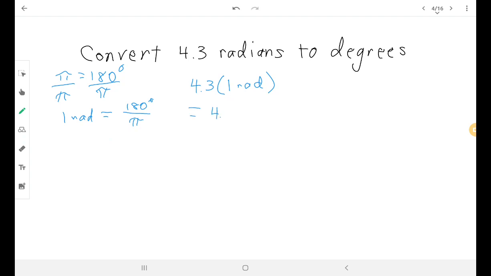So this is 4.3 times, instead of 1 radian, 180 degrees over pi. So that's 4.3 times 180 degrees all over pi, and at that point you can take your calculator and put it in. What's 4.3 times 180 degrees? I'll put that into a calculator.